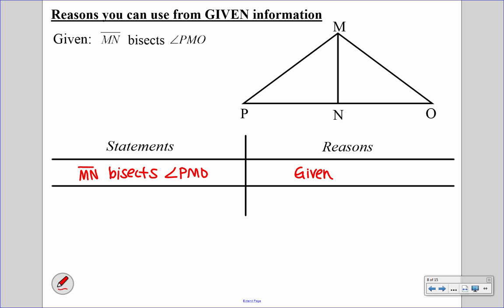Now let's draw this on our picture. So MN is our bisector, but it's bisecting PMO, which is this angle up here. So it bisects it into two congruent angles. Those two pieces up there, two congruent angles. So we can say that angle PMN is congruent to angle OMN. And this one is called definition of angle bisector because we're bisecting an angle.